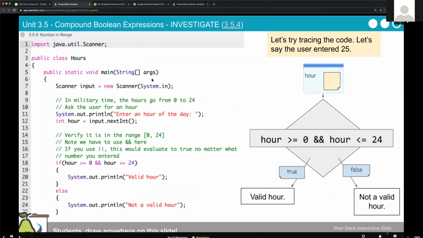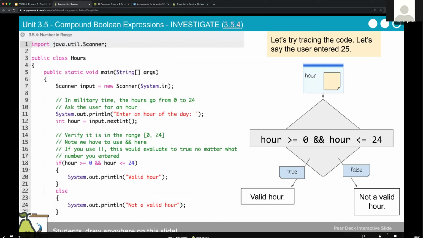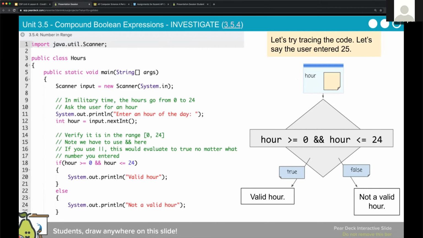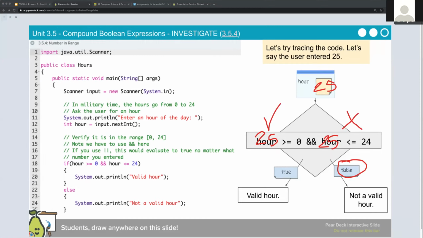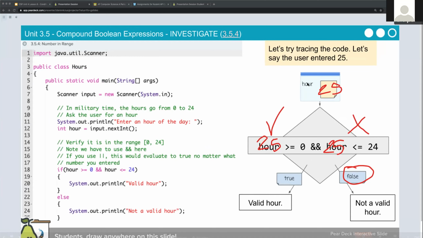All right, so this time you were asked to trace this code given that the user entered in the value 25. Okay, so let's go ahead and take a look at one student's answer. So they went ahead and wrote 25 to hour. That's exactly what happens on line 12: we're storing whatever the user put in to hour. And then we have to go down and evaluate this conditional on line 18. So that's what's written here. The student brought down the 25 anytime they saw hour.